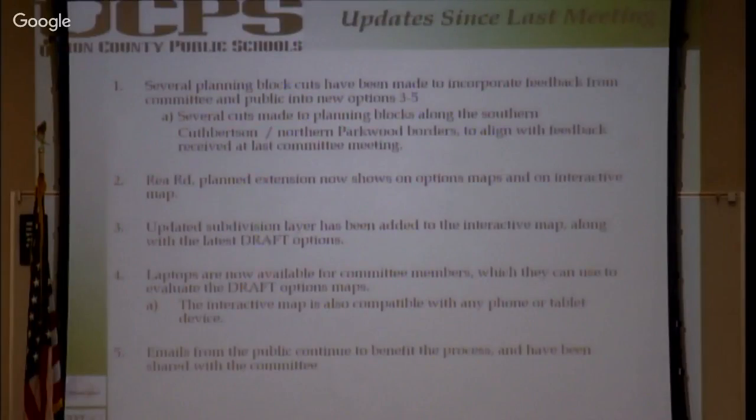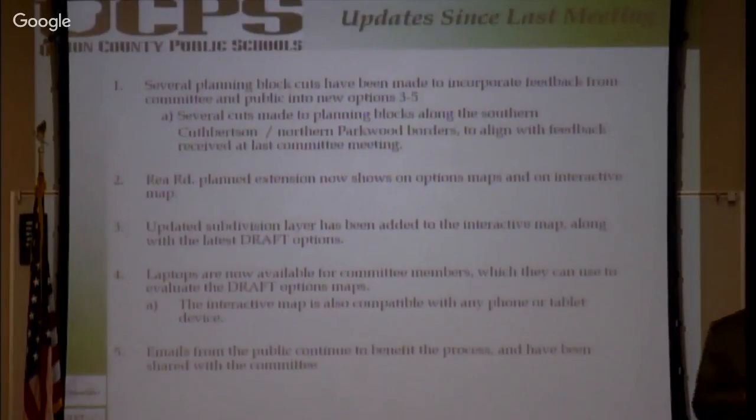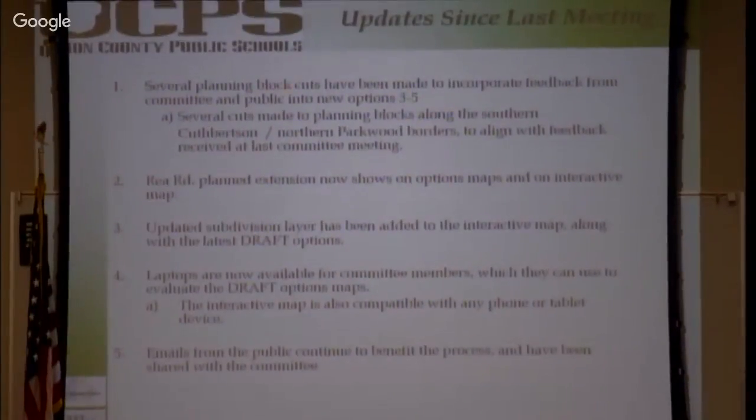We also included the Ray Road planned extension on the maps. I thought they were on the options maps, but they may or may not be; they are on the interactive map. You can see them. I did make planning block cuts to align with the Ray Road extension, so you can take a look at that and let me know if you have any questions about that.